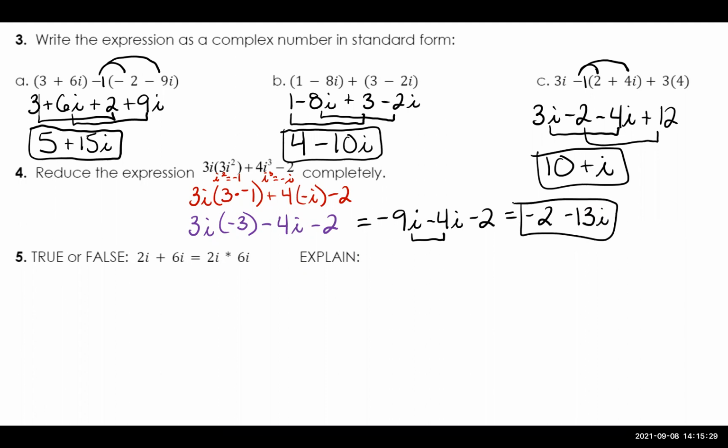Next, number 5, true or false? 2i plus 6i equals 2i times 6i. Well, to make this proof, we're going to simplify the left side and simplify the right side. We know that 2i plus 6i is 8i.